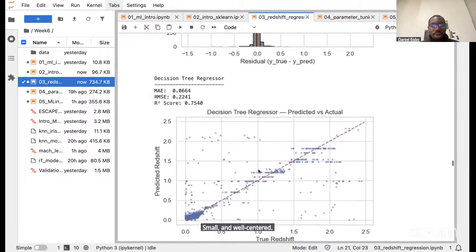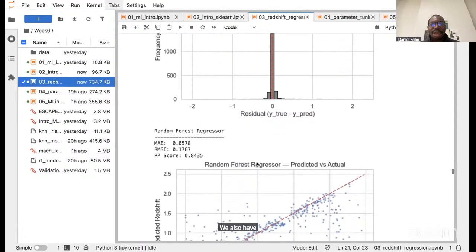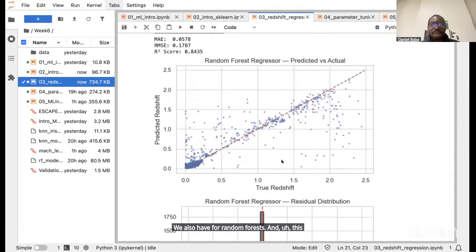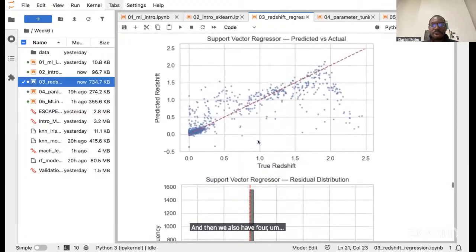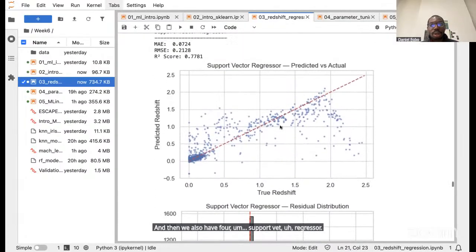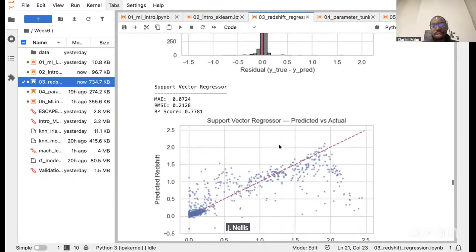So this is for decision tree. We also have for random forest, and this is for random forest, and then we also have for support vector regressor, which also did quite well, but not as good as k-nearest neighbor, decision tree, and random forest.